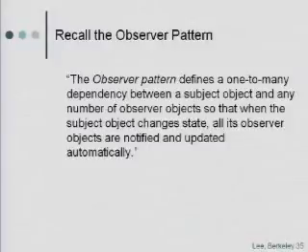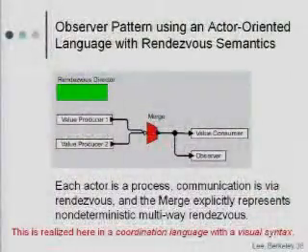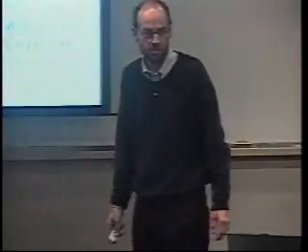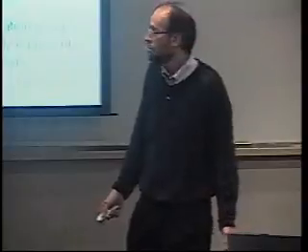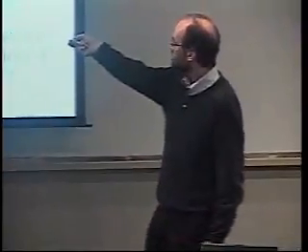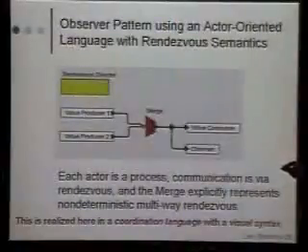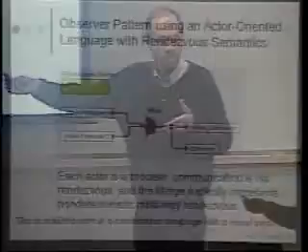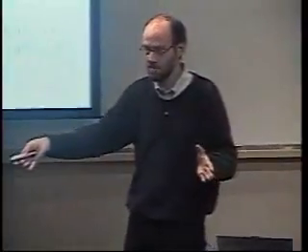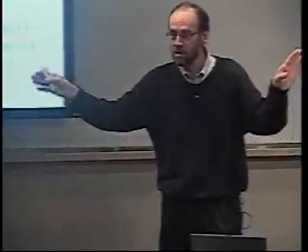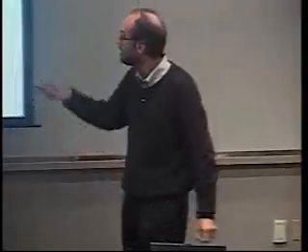So let's go back to the observer pattern. How would you implement the observer pattern using an actor-oriented model? So here's an implementation of the observer pattern in Ptolemy 2 using the rendezvous style, which is an implementation of CSP. Okay? So how does this work? Well, each of these boxes here is an actor. Okay? And behind that actor is an ordinary piece of Java code, which is a sequential, non-threaded piece of Java code. It happens to execute in its own thread, but that's not visible to the programmer. Okay? It's just a piece of Java code that executes sequentially.